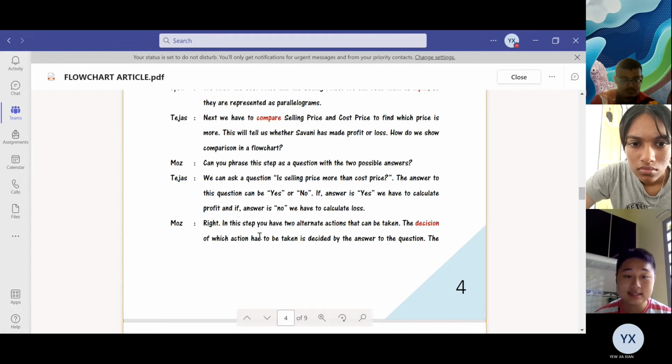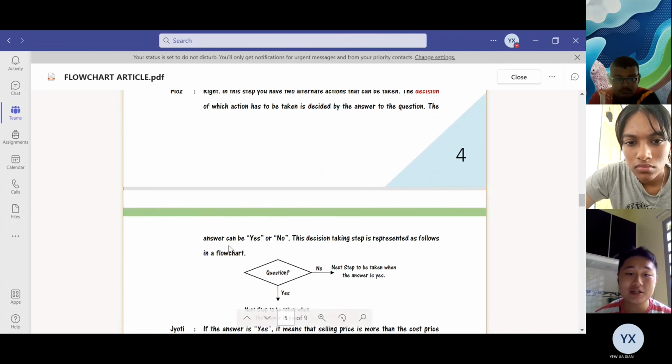Right. In this step, you have two alternate actions that can be taken. The decision of which action has to be taken is decided by the answer to the question. The answer can be yes or no. This decision-taking step is represented as follows in the flowchart.